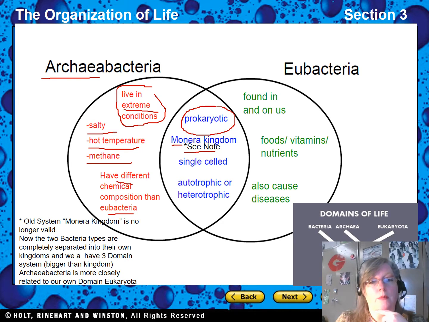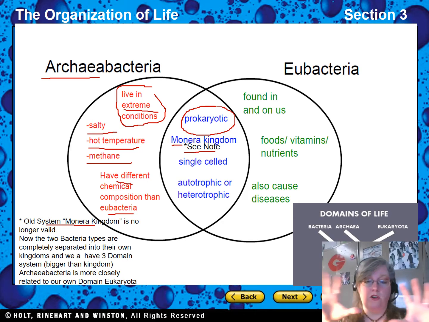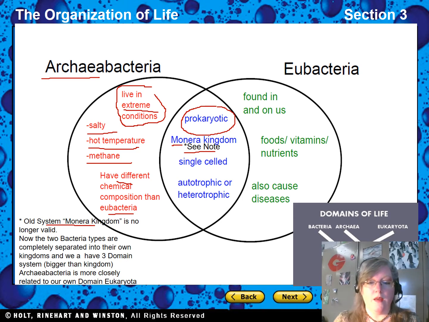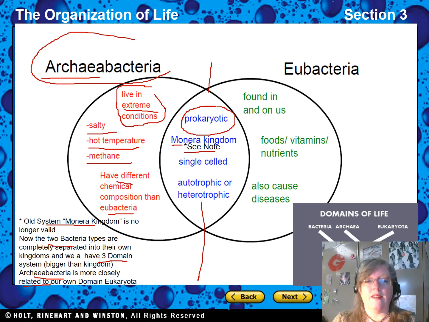Okay, that's how old my book is. The old system had a Monera kingdom that put the two kinds of bacteria together, but it's no longer valid. So the two bacteria types are completely separated from one another. Okay, and we have a 3-domain system, which I'm going to show you. And the Archaebacteria, what's weird is this old type of bacteria is actually closer to us.